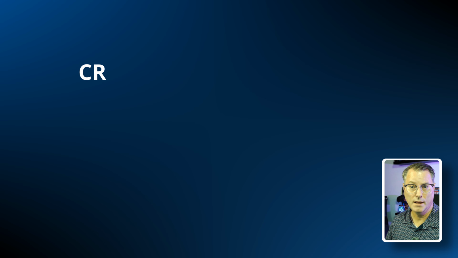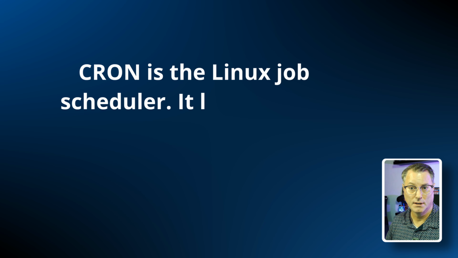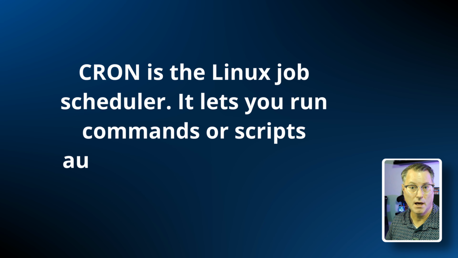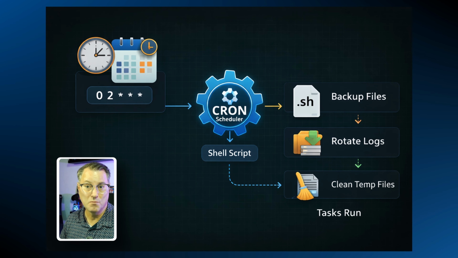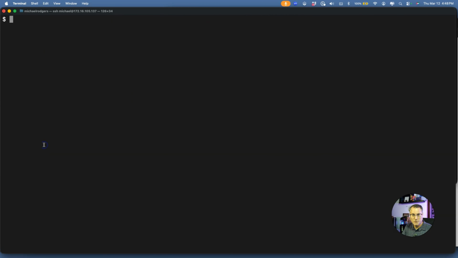Now, let's take the same script and connect it to cron. Cron is the Linux job scheduler. It lets you run commands or scripts automatically at specific times. The idea here is, instead of remembering to back up the logs yourself, you schedule the script to run every night. Let's go ahead and create a crontab now, and we're going to need a couple of things before we do. First, we're going to need to know the location of our script.